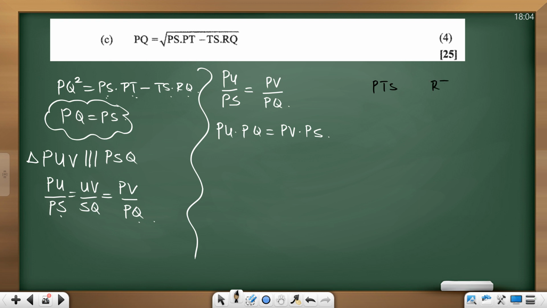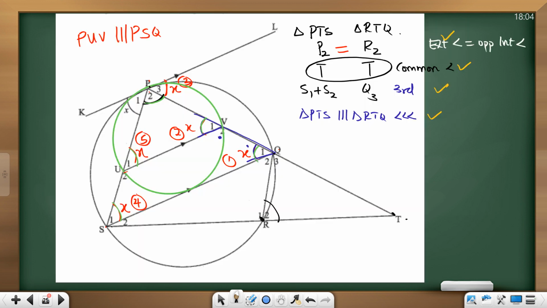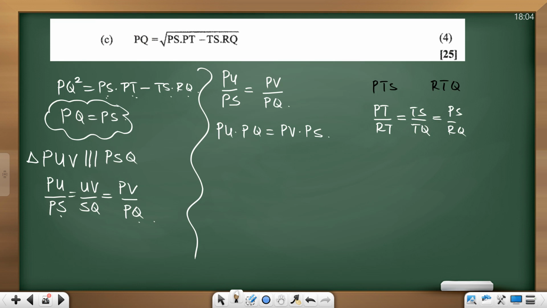PTS and what? RTQ. What's our ratio here? We use a white one. PT over what? RT equals to what? TS over what? TQ equals to PS over what? RQ. What line was I saying I was looking for? I was looking for that long line. PT. Okay, do we have PT here? There it is.